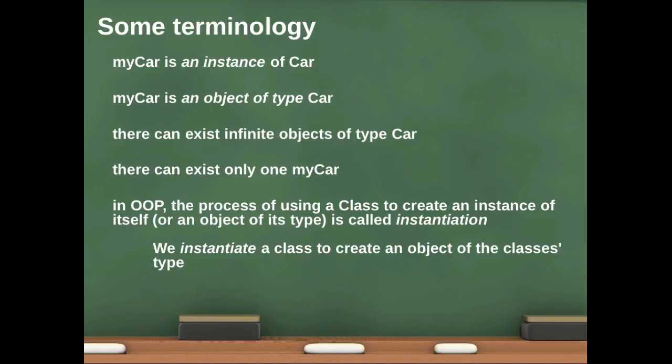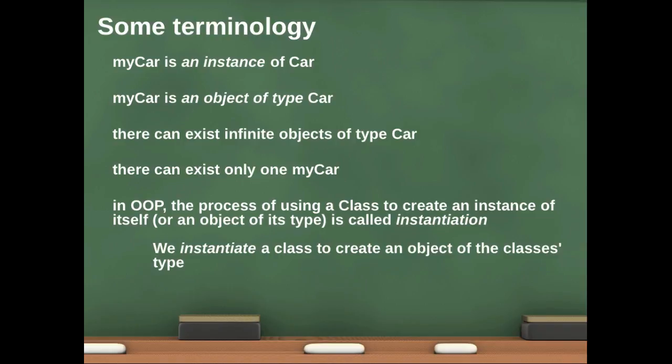So, some terminology. We say that myCar is an instance of Car, as we talked about before. myCar is also an object of type Car, and we've already said that instance of and object of type are interchangeable terminology. We can make as many cars as we want. There can exist infinite objects of type Car, but there can only exist one myCar object at any given time. Of course, in object-oriented programming, just as in real life, we can change some of the properties of myCar over time, but as an entity, as an object, myCar is unique.